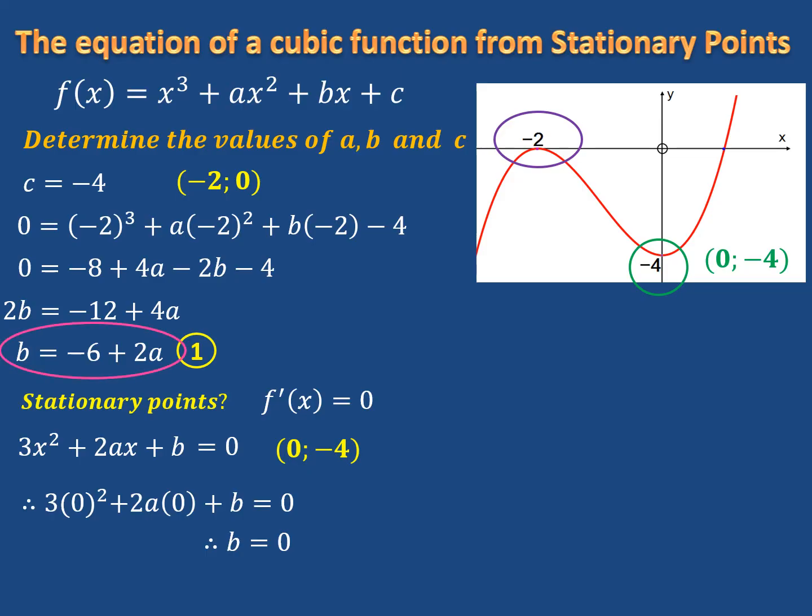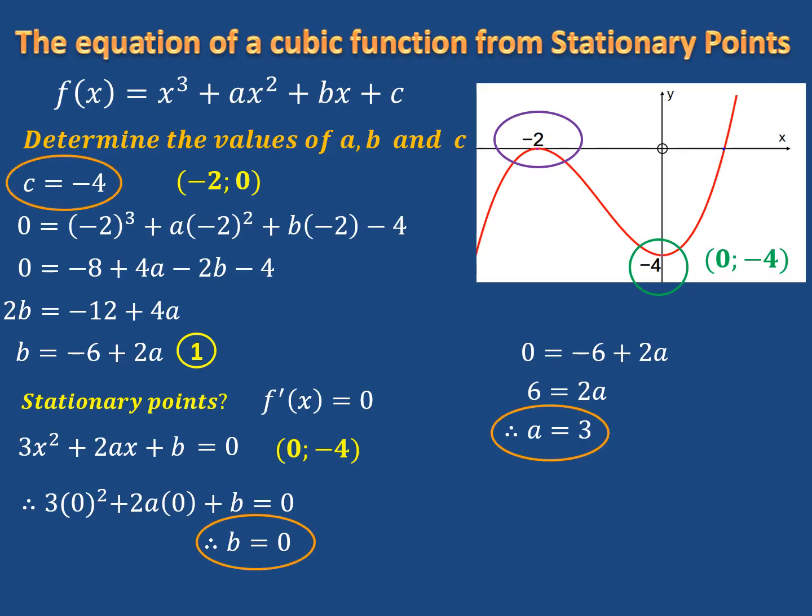And if I substitute it back into equation 1, I can solve for a. So in other words, 0 is equal to minus 6 plus 2a. So 6 is equal to 2a, so a is equal to 3. So I've solved for a, for b, and for c. If I substitute them into my equation, I end up with f of x is equal to x cubed plus 3x squared plus 0x, which I don't have to write, minus 4.